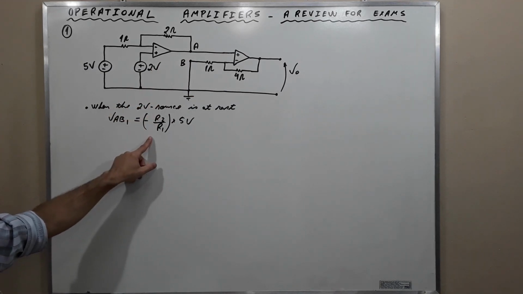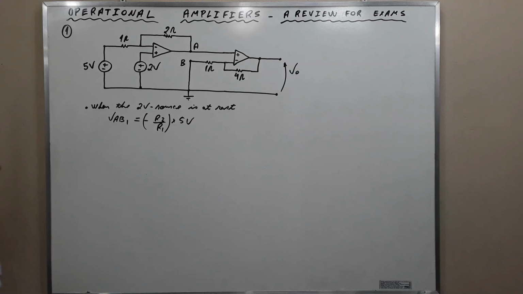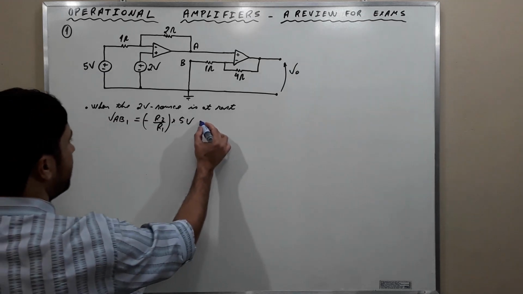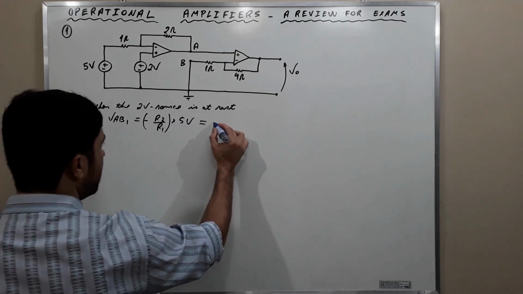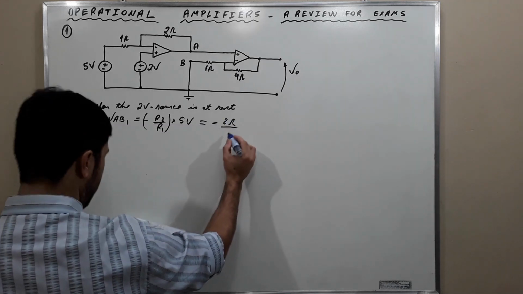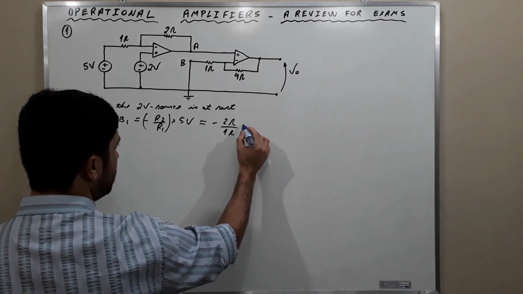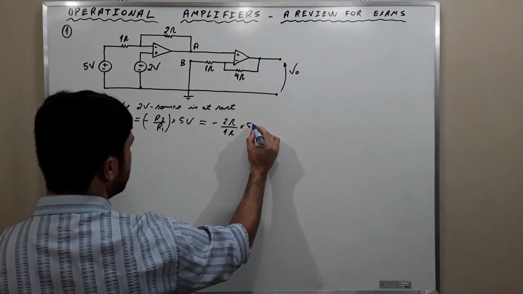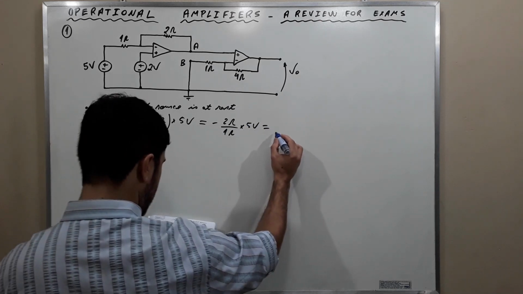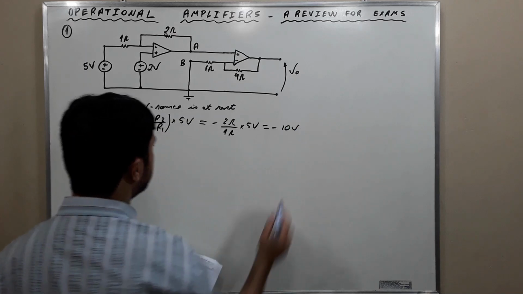VAB1 is negative R2 over R1 times 5 volts, which is equal, we just substitute the values, negative 2 ohms over 1 ohm times 5 volts. And this is equal to negative 10 volts.